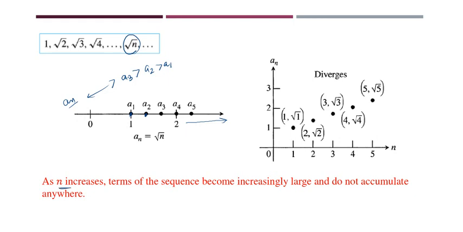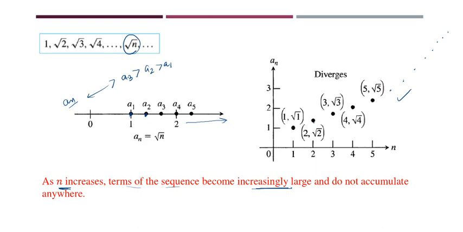As my n increases, the terms of the sequence become increasingly large, and I cannot say that they accumulate towards any point. They are not going towards a point. So this is the case of divergence, and in the coordinate plane also you can see these points will keep moving away from this one, or I can say they are going to increase and increase, right? There's no bound to it. So this is one way of diverging, when the terms of the sequence are becoming increasingly large.